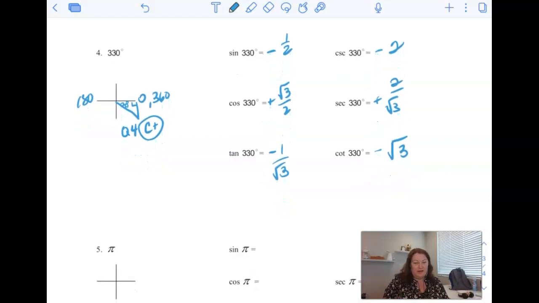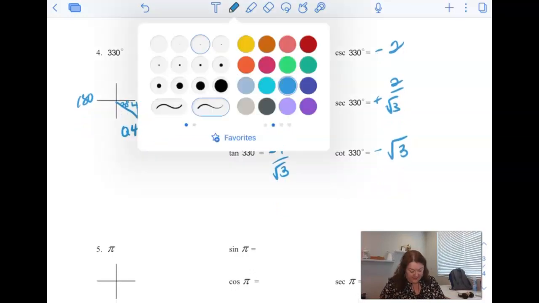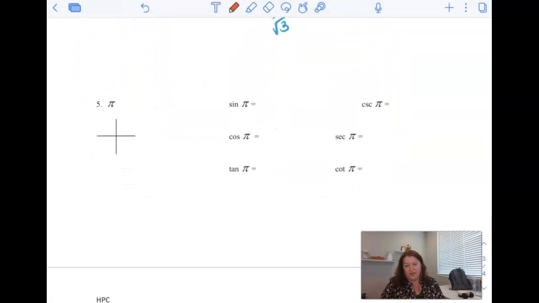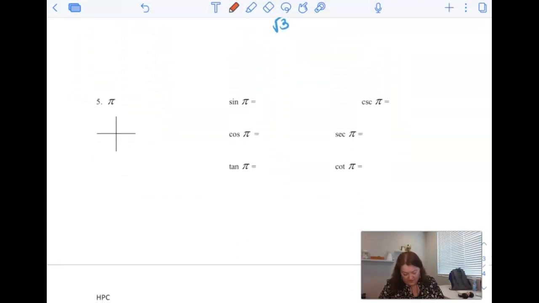All right, now they're going to throw a curveball at us. Now they're going to throw us something that we cannot draw a reference triangle for because it is right on a vertical or a horizontal. Where is pi? Pi is right here. So we're just going to go to its point location. It would be at -1, 0. So this is our cosine answer. This is our sine answer. So sine is 0. Cosine is -1.